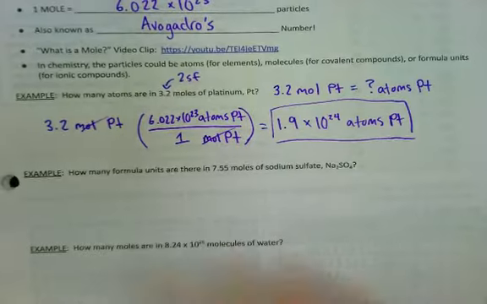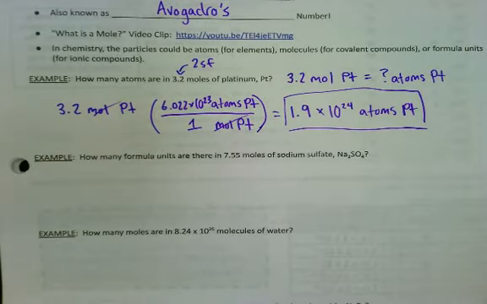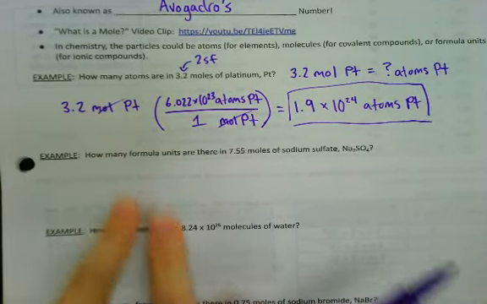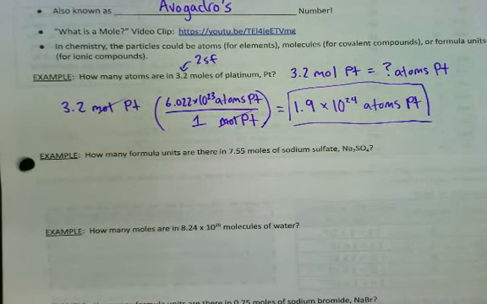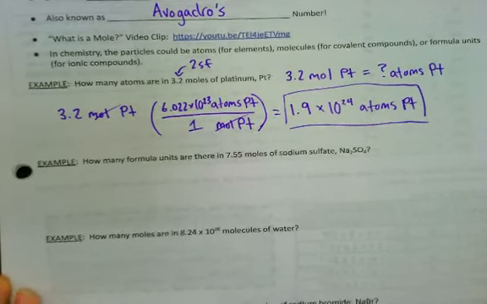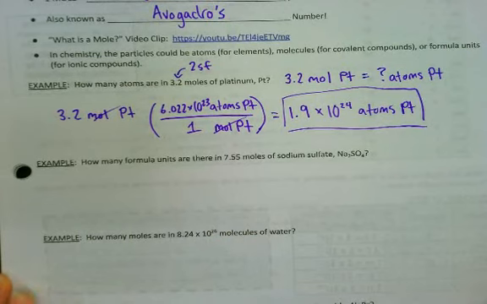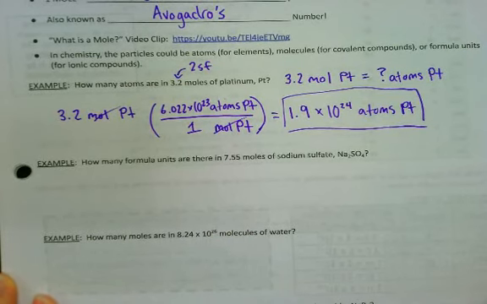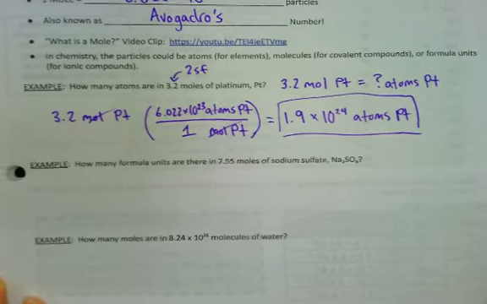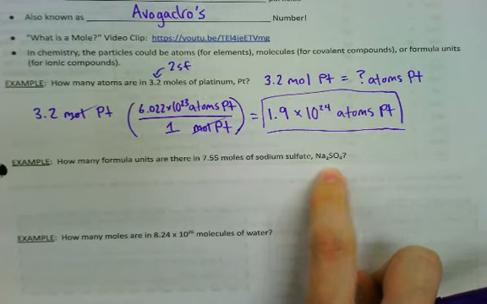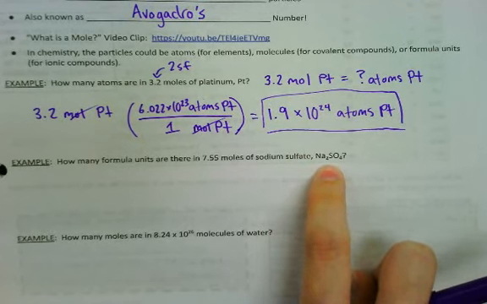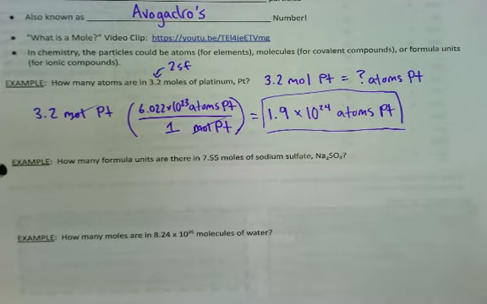Okay. The second example here, I think it's a similar process, but it's good to see what we can abbreviate formula units and molecules as, because people always ask me, can I abbreviate formula units and molecules? Yes, you may. I will show you the abbreviations. So right here we have the question: how many formula units are there in 7.55 moles of sodium sulfate? And again, we have not learned how to name our compounds yet, so if you are given a name of a compound, you will be given the formula or vice versa.